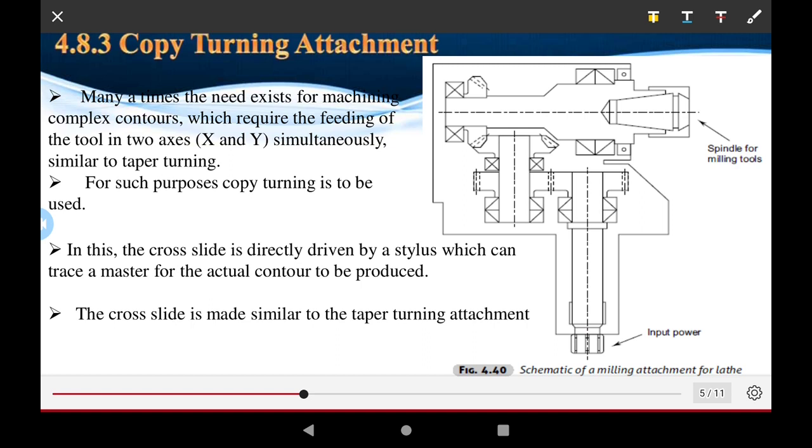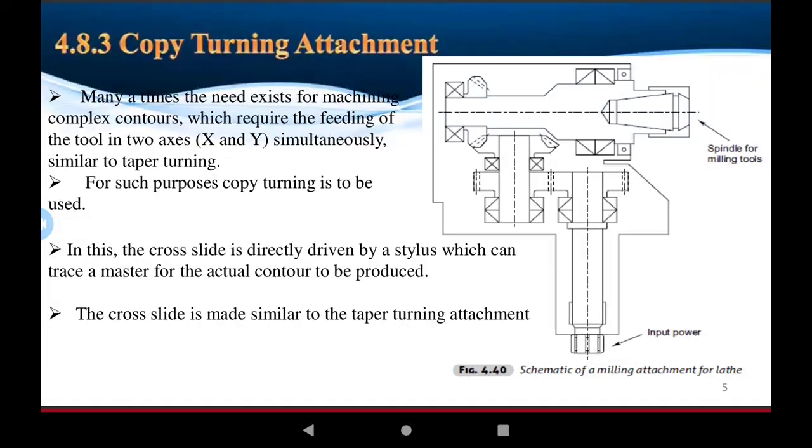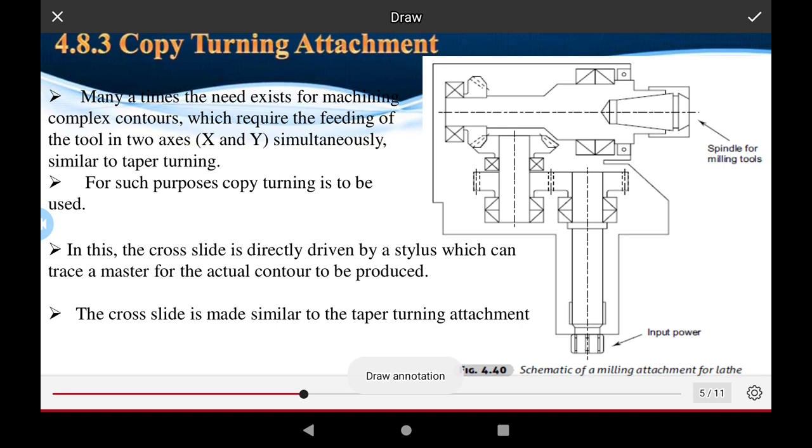The purpose of copy turning is that the cross slide is directly driven. This is the cross slide. Okay, this is the cross slide. It is directly driven with the help of this shaft. And it is driven by the stylus, which can trace a master for the actual contour to be produced in the machine.